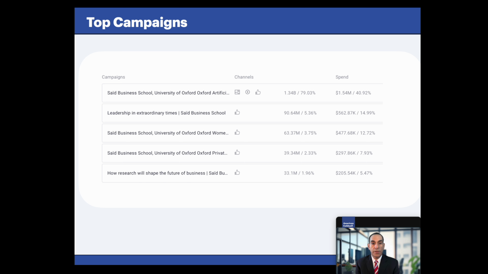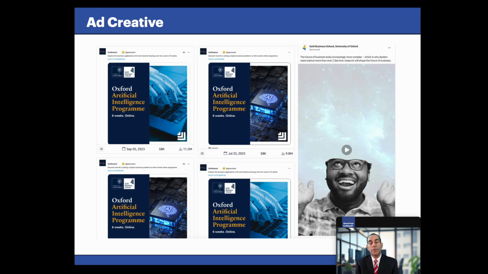Then we have leadership courses, and some other types of things about research and AI, with the estimated spend according to each one. So this is a look at some of the ads as they appeared on Twitter, along with the estimated spend and the number of impressions.